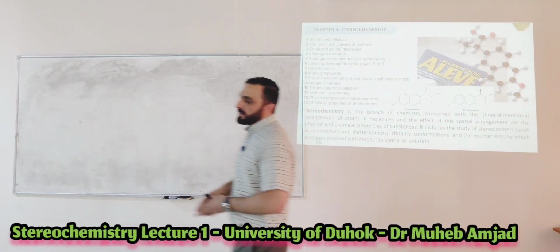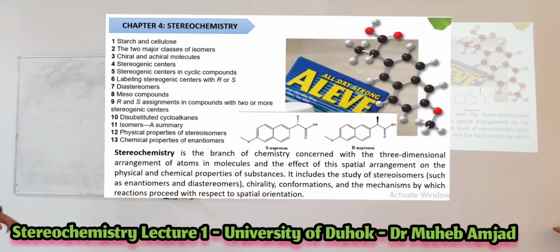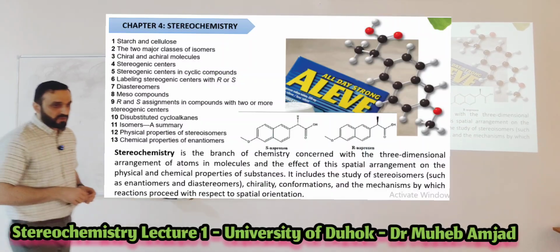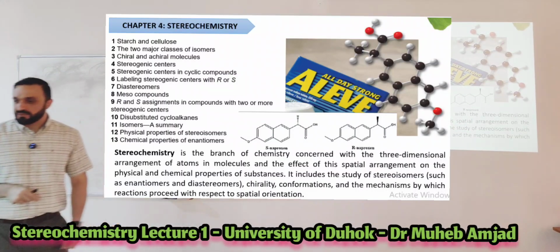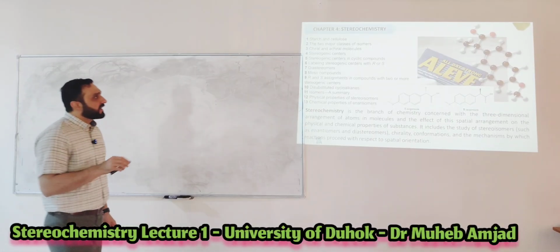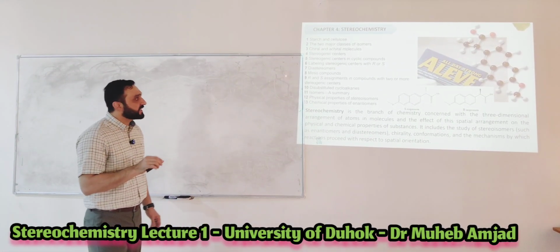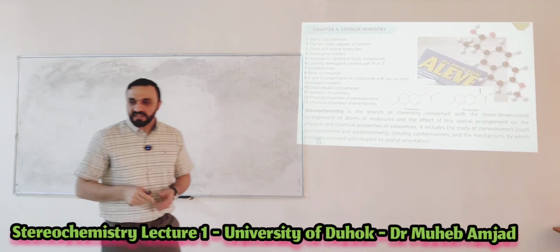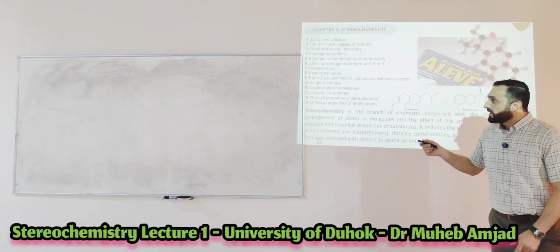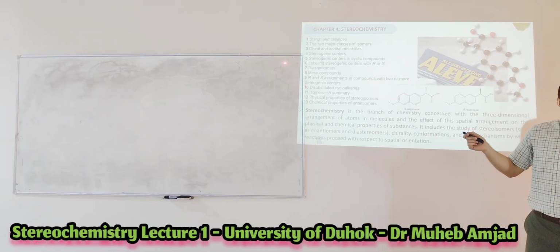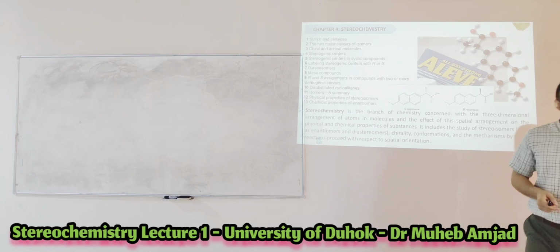Now, today, we start with a new chapter, chapter number 4, stereochemistry. What are the two main classes of isomers? Chiral and achiral molecules. Then the stereogenic center and the stereogenic center in cyclic compounds. And then we will learn how to determine the number of stereogenic centers in molecules.